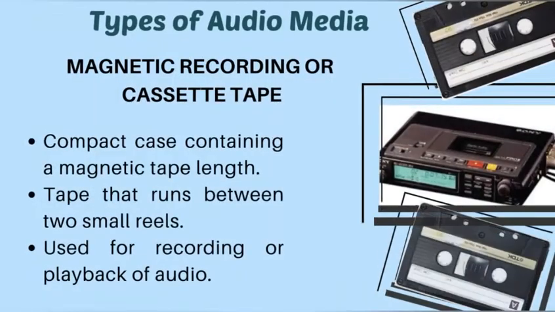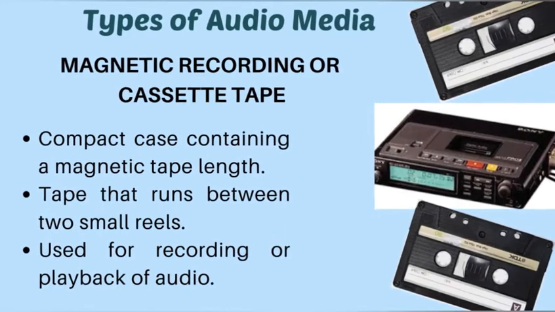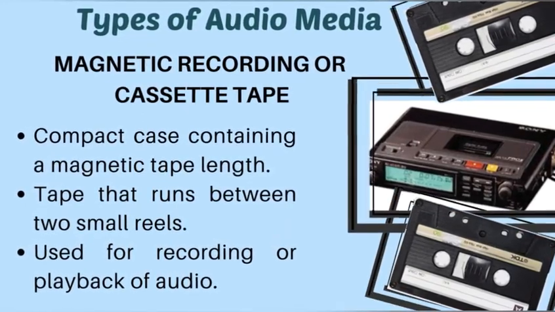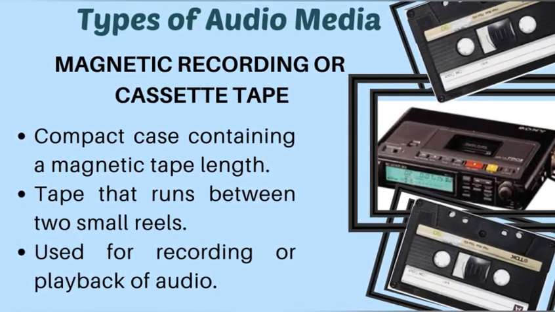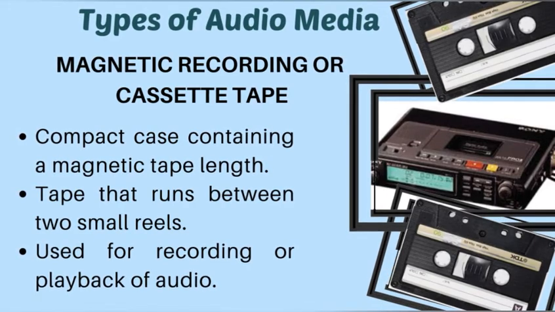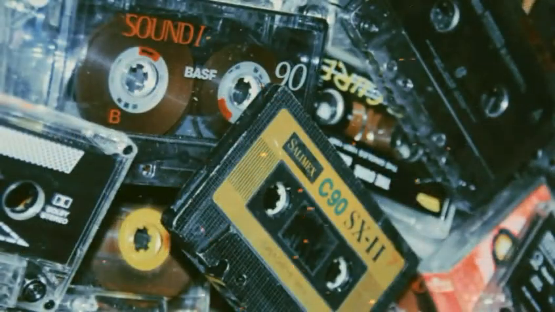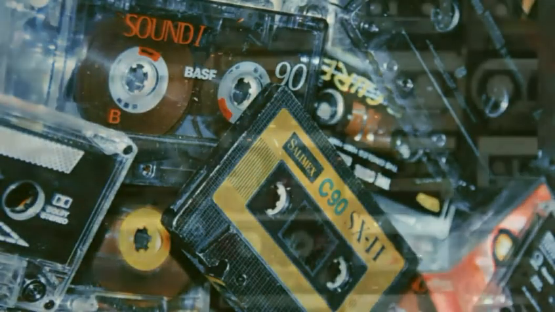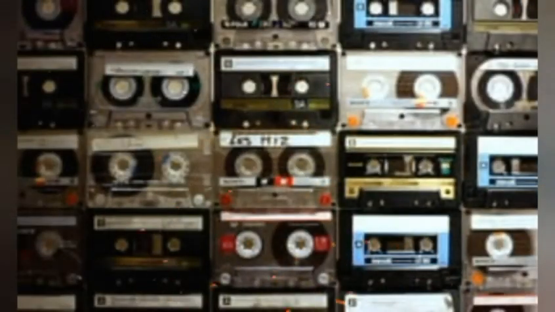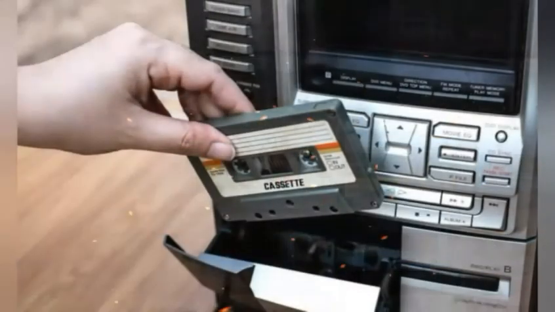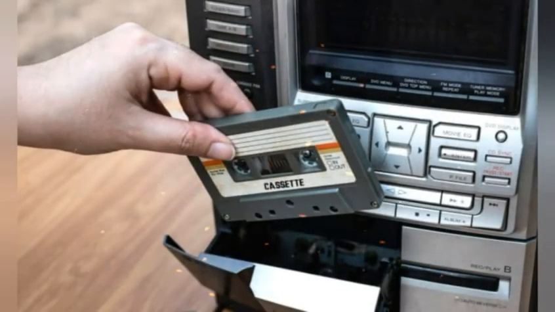First is magnetic recording or cassette tape. It is a compact case containing a length of magnetic tape that runs between two reels. It is used for recording or playback of audio. It was invented in the late 30s and popularized in the 40s and 50s. Magnetic recording employs the usage of a tape.